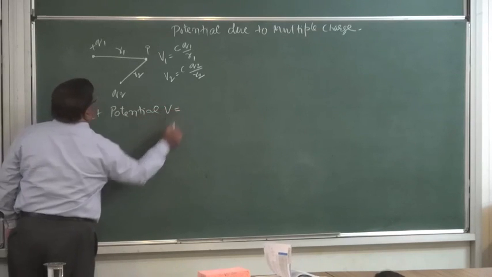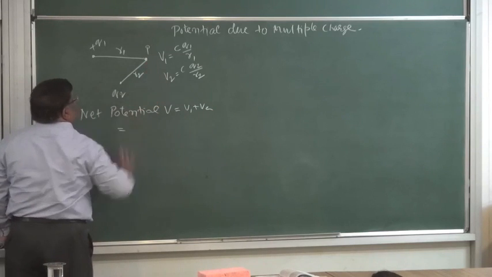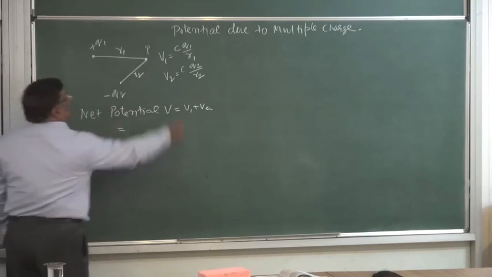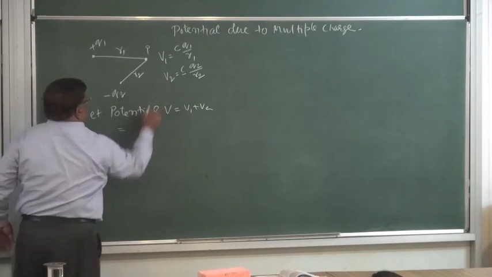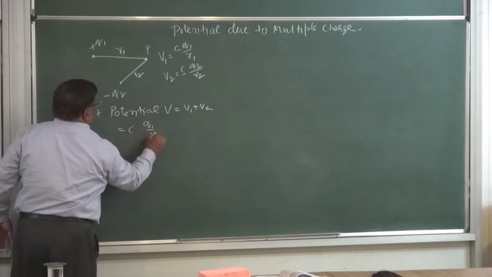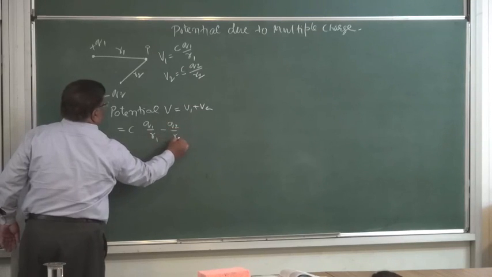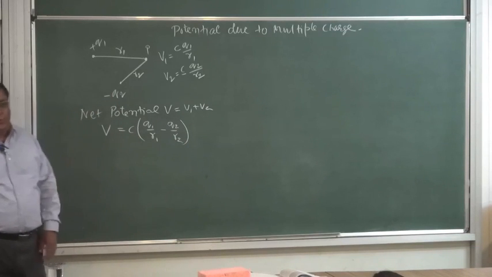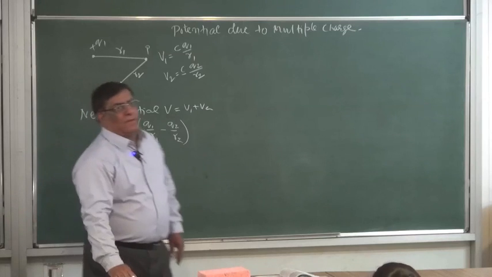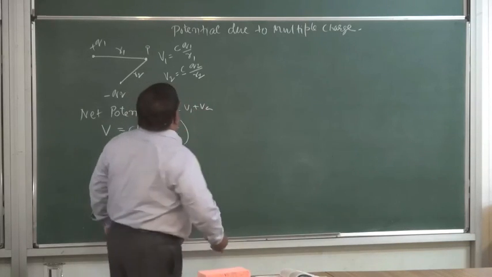So what will be the total potential here? Net potential V is equal to V1 plus V2, and this is equal to this. Suppose this is minus, then we will put minus here, and V1 is equal to Q1 upon R1, V2 is equal to minus Q2 upon R2. Right? So write it down. The potential at a point due to multiple charges.